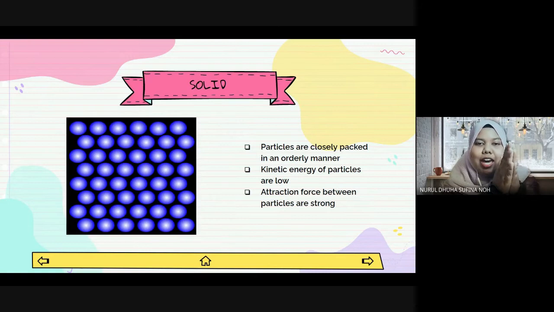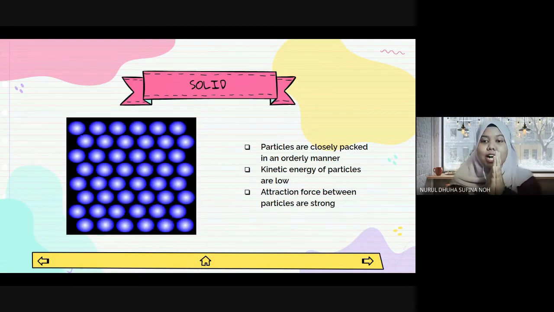The particles are closely packed in an orderly manner. So the kinetic energy of particles is low. Why? Because they are closely packed, so they cannot move freely. They can only vibrate in place. So the kinetic energy of particles is low. But the attraction force between particles is strong. Why? Because they don't have much space, so they can attract each other more easily. Do you understand?